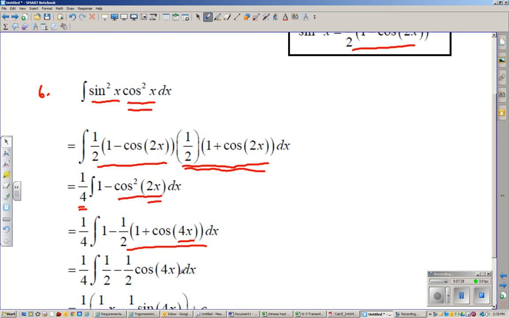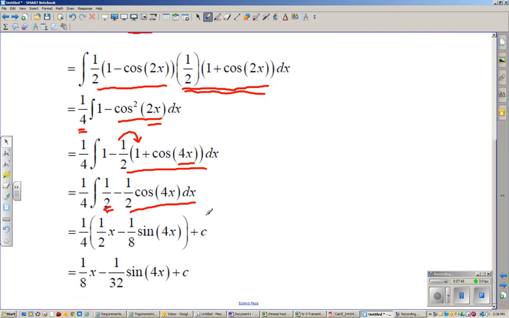So be careful here now. 1/2 times the 1 is a negative 1/2. So 1 minus a half gives us this half. And then negative 1/2 times cosine 4x, right here we are over here.